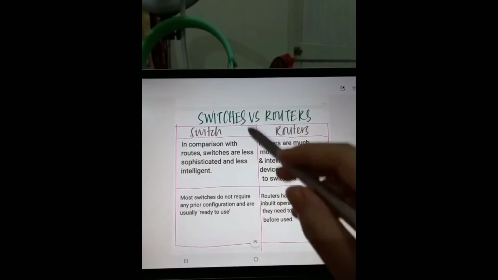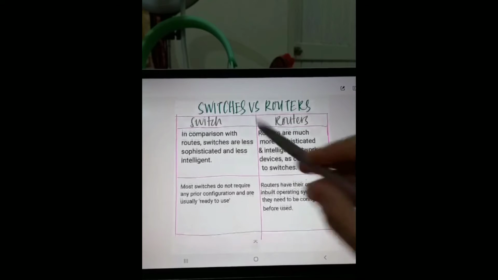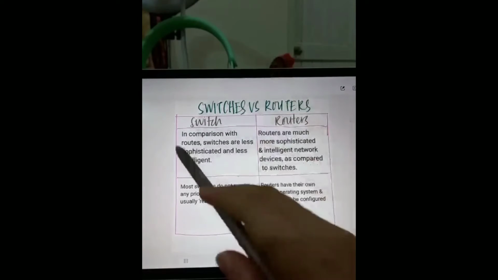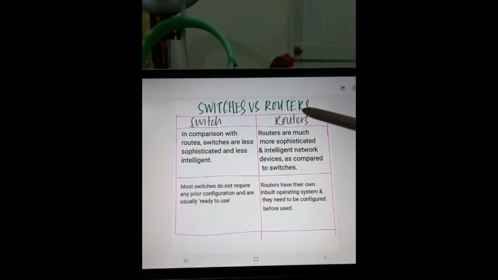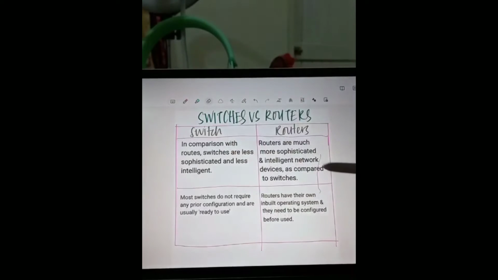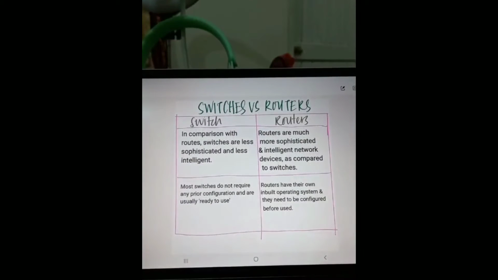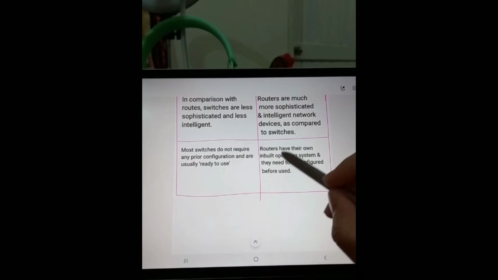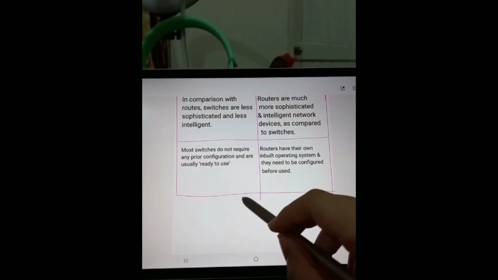Moving on to switches versus routers. In comparison with routers, switches are less sophisticated and less intelligent. Routers are more sophisticated and intelligent network devices compared to switches. I'm sorry. Routers have their own inbuilt operating system and need to be configured before use.